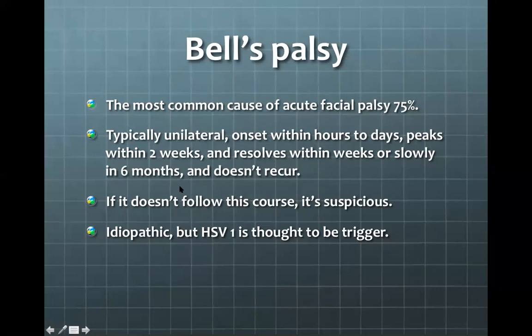It's an idiopathic disease. They think that it has something to do with herpes simplex virus, which causes edema in the intraosseous part of the nerve, which will cause the palsy and the injury.